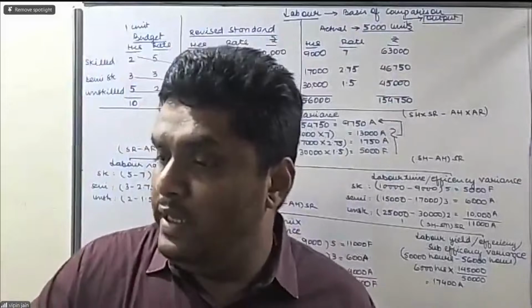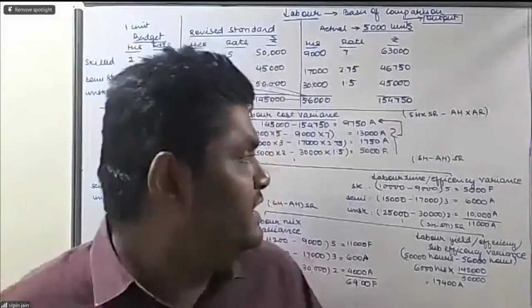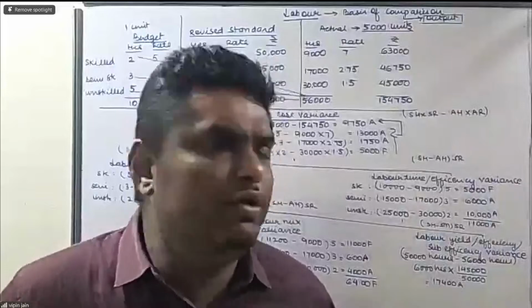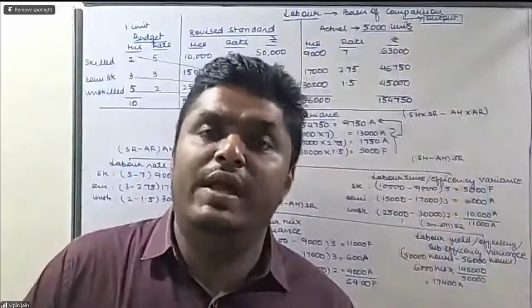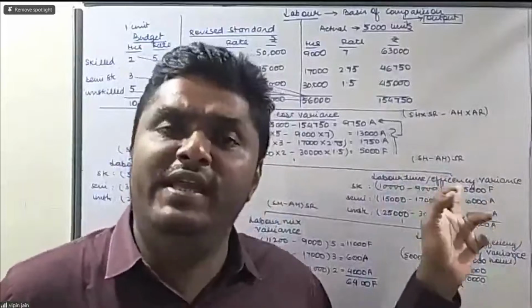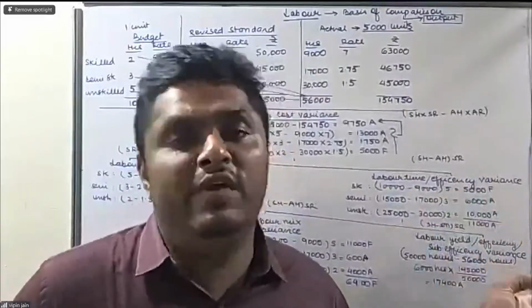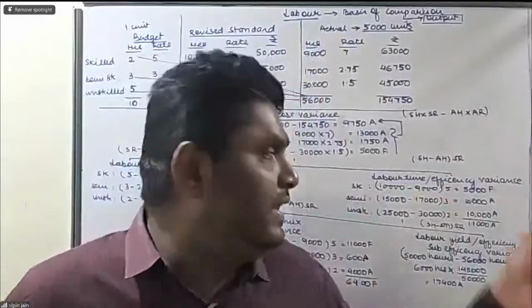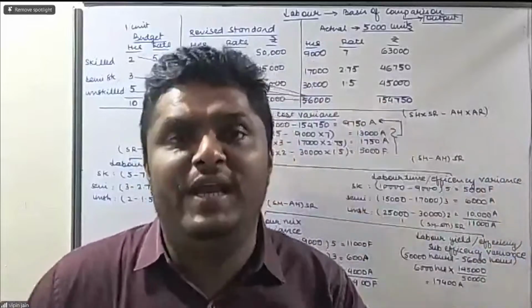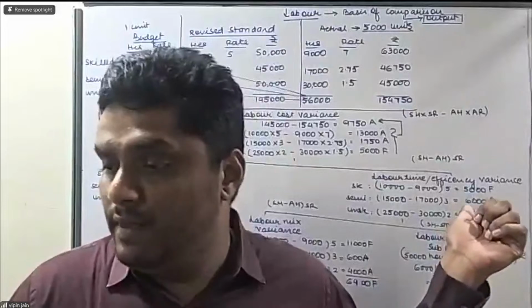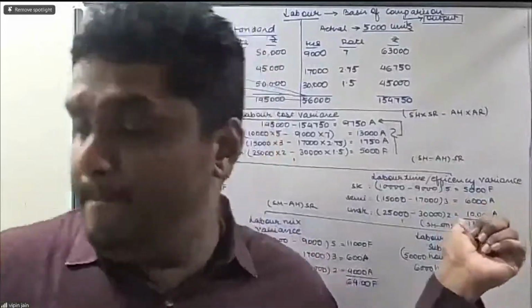Hardik, when talking about efficiency variance, this is efficiency variance. But when writing the solution, if the question is asking us to calculate all the labor variances, and we are writing this as a time variance, then we can mention it as a yield or efficiency variance. It's up to you. But if the question is asking you to calculate specifically efficiency variance, this is efficiency variance.